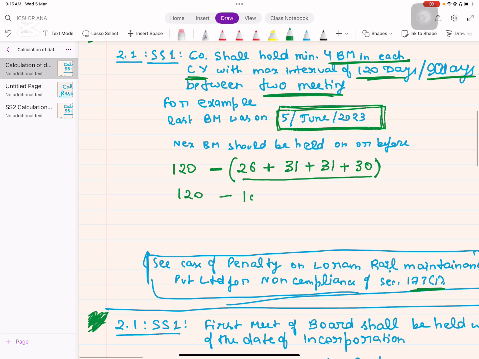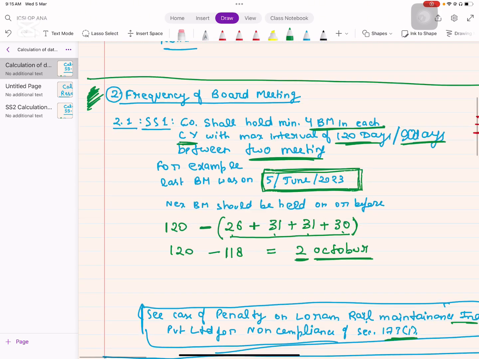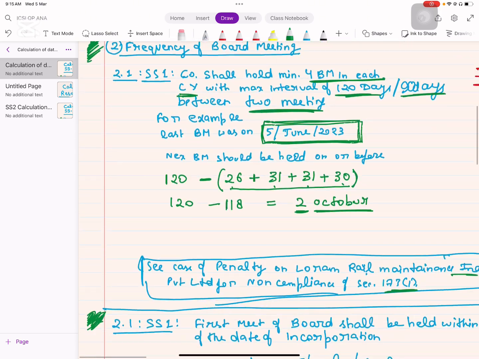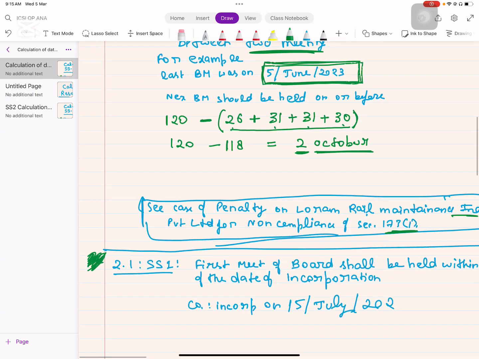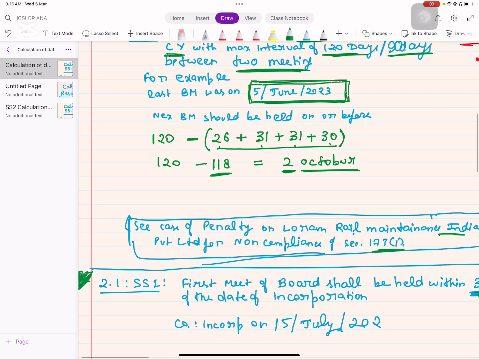So 120 minus 118 days is equal to 2. Now this 2 will be our answer. Now June, July, August, September. So this will be 2 October is our answer. Now this is the simplest method by which we can calculate, because we cannot make a timeline, and if you calculate by your finger, you might get a wrong answer. I mean, the rule is simple. You have to subtract until you get a least number, by which if you deduct further, you will get a negative number. And our goal is not to get a negative number. Hence, we will deduct only until we get a smallest positive number.